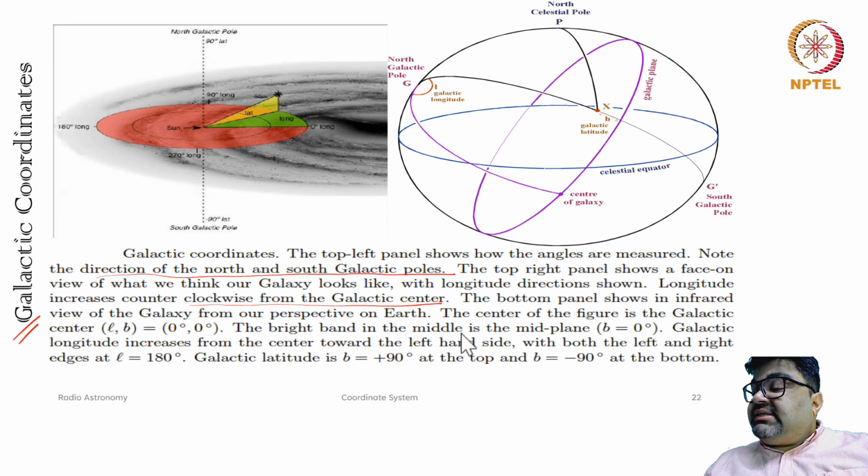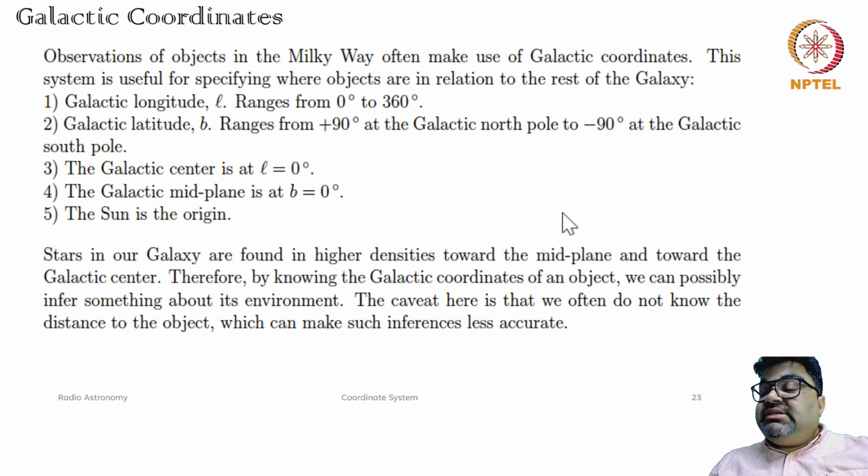So that's the galactic coordinate system, which is mostly based on our own galaxy, and there are a few transformations from the equatorial to the galactic plane. First, let us understand a few details of the galactic plane. Galactic longitude ranges from 0 to 360. Latitude goes from plus 90 degrees to negative 90 degrees at the south pole. The galactic center is located at l equal to 0 degrees, and the galactic midplane is at b equal to 0 degrees. The Sun is the origin.